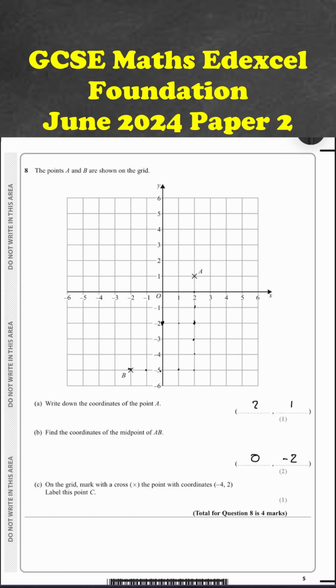Part C, on the grid, mark with a cross the point with coordinates minus 4, 2. So minus 4 on the x-axis, 2 on the y-axis, over here, and we're going to label that C.